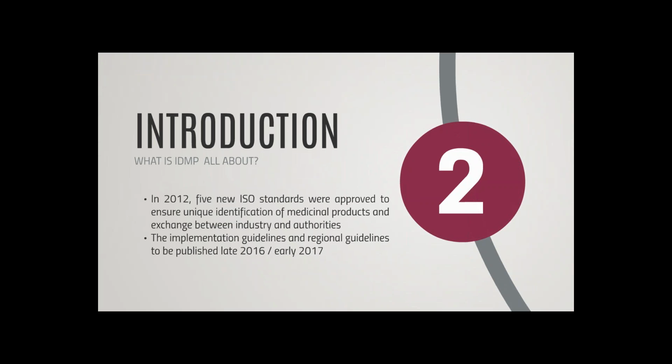As you may know, in 2012, 5 new ISO standards were approved, ensuring a unique way of identifying medicinal products and really allowing for a better way to exchange information between the regulatory authorities and the industry. So we're going to take a look today at these timelines as they stand right now for rollout in 2016, 2017, and then beyond.